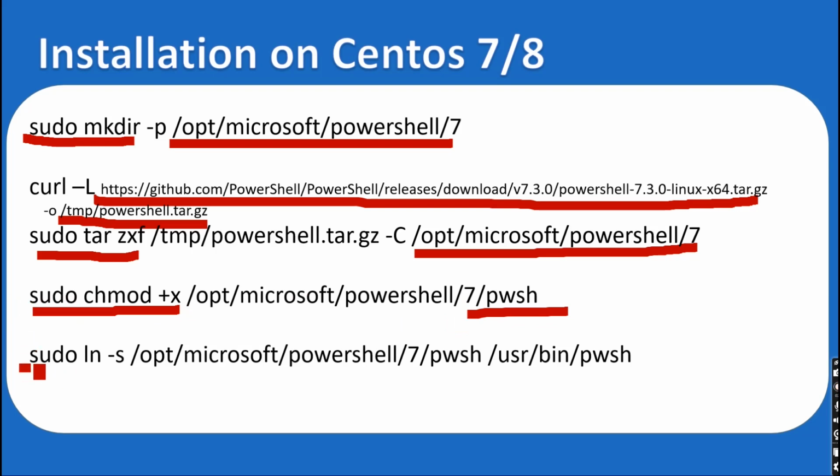The last command is sudo ln -s, which means you have to create a soft link for pwsh to make a pointer.